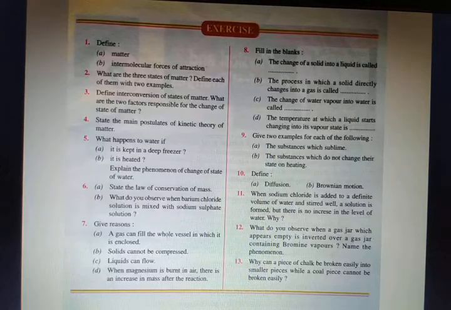Brownian motion: the random, haphazard, zigzag motion of suspended molecules and particles within a fluid. It's called Brownian motion.